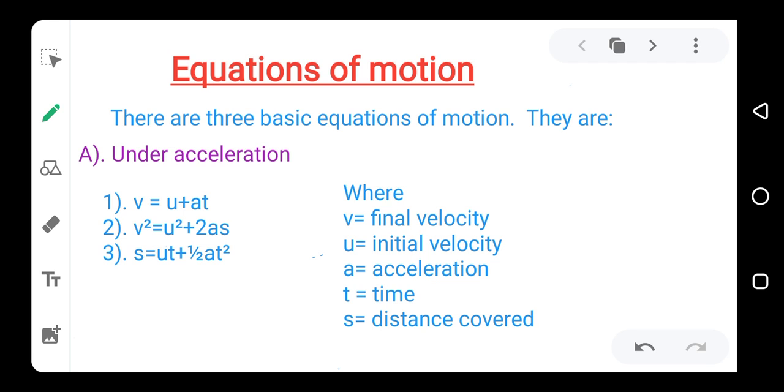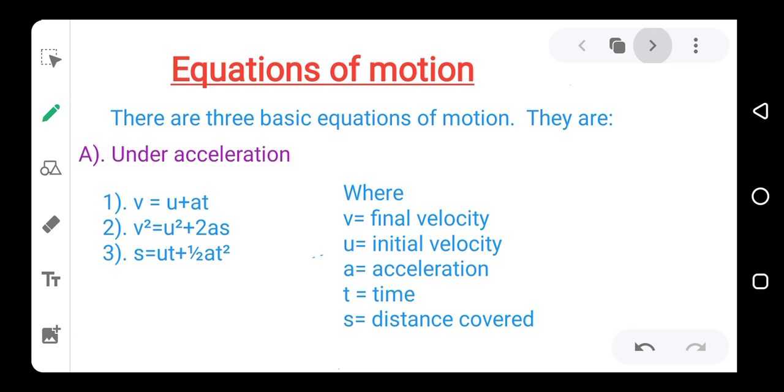Now we know that we represent initial velocity with u, final velocity as v, then a is acceleration, t is time, and we use s to represent distance when we are considering motion. You shouldn't get confused over this. Never use s to represent speed. Both speed and velocity are represented with v.